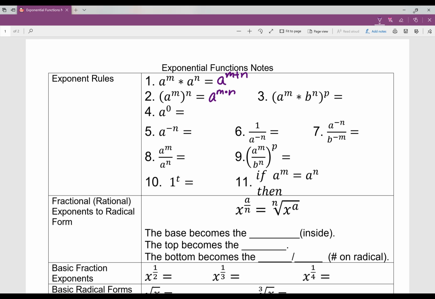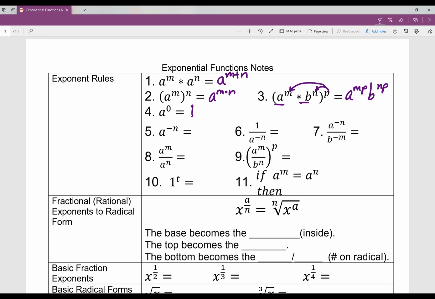And if you have multiple things raised to a power, that makes a to the m p and b to the n p. Basically, you're distributing this power through to every base. Every base gets this power, and you distribute it to the exponents. Anything to the 0 power is 1.